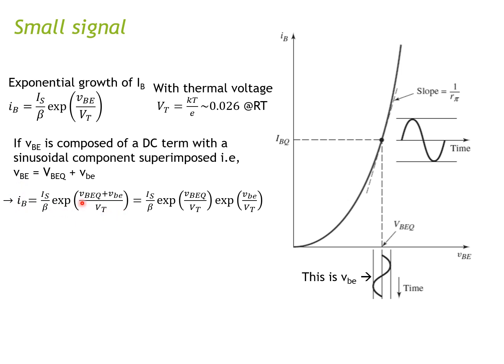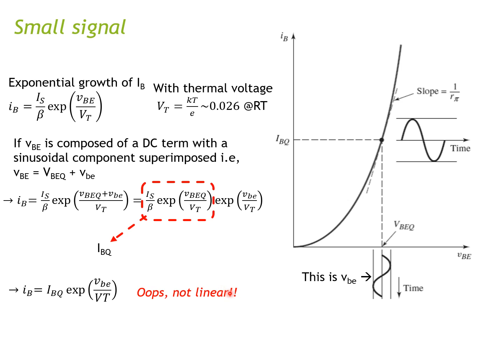Then you know it's exponential. So if you have exponential of a plus b, that will be equal to exponential a multiplied by exponential b. Okay, so you write again like this. You have this term, which is actually your IBQ. Okay, so you can write your equation again and replace this whole thing with IBQ. That's a lot better, but it's still not linear. Like, what are we doing? Okay, so the secret is here.